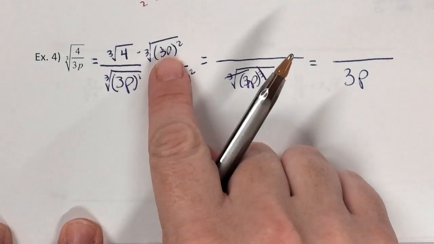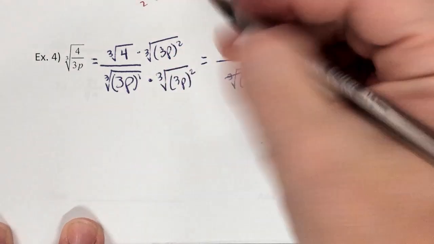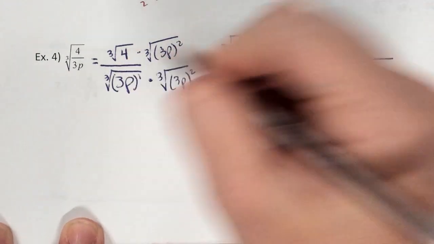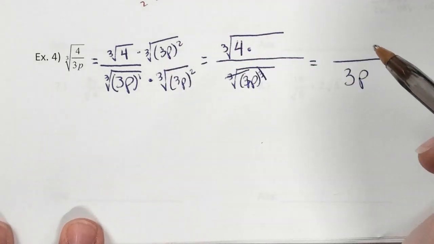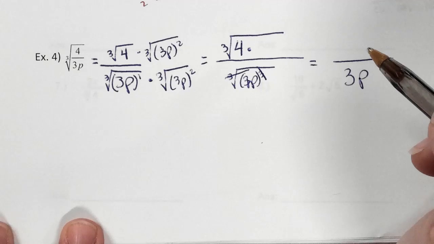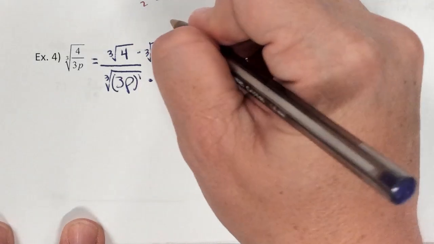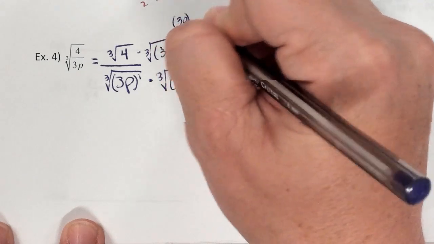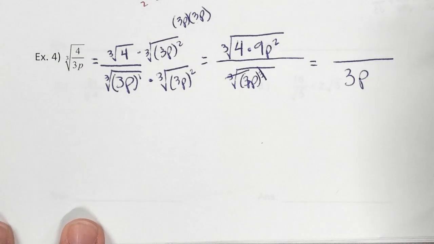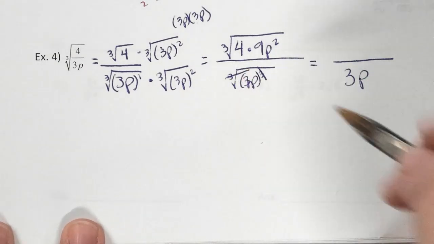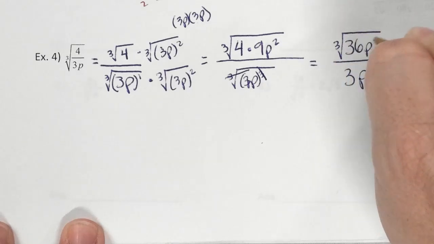However, on the top, I can combine these because they're both inside of a cube root, right? So I get the cube root of 4 times, well, what's 3p squared? 9p squared. Because 3p twice is 3p times 3p, so 9, and then p twice is p squared. Yes? What's 4 times 9? So I get 36p squared.